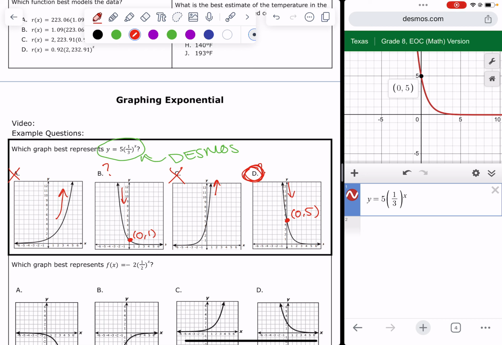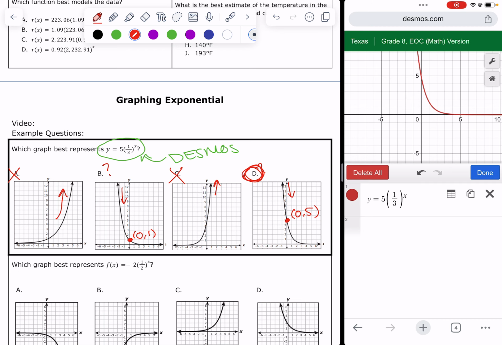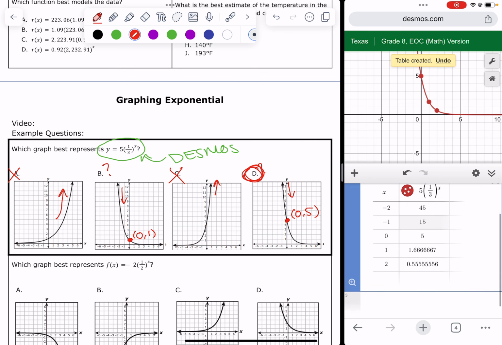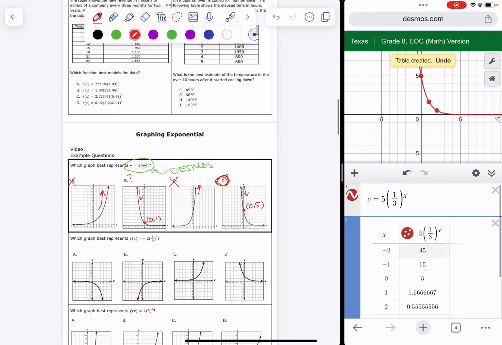And if you need to check another point, you can always go to settings. So this gear button over here, settings, and then table. And you have a ton of other values you can check. And that's how you do it.